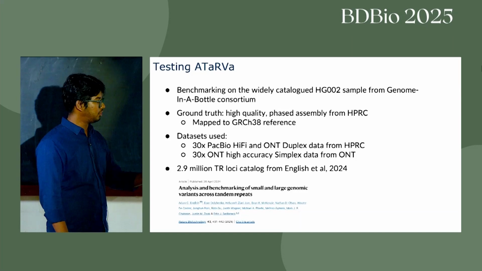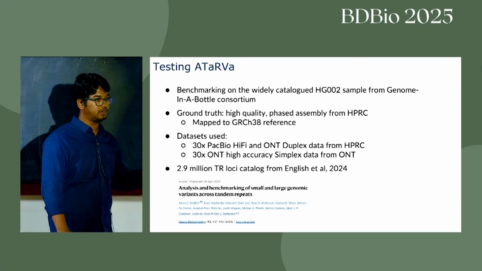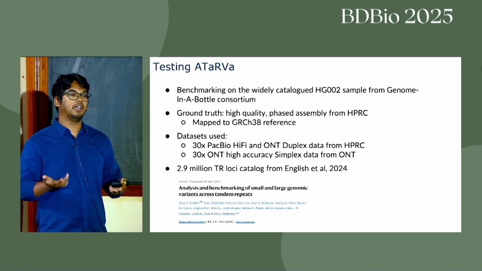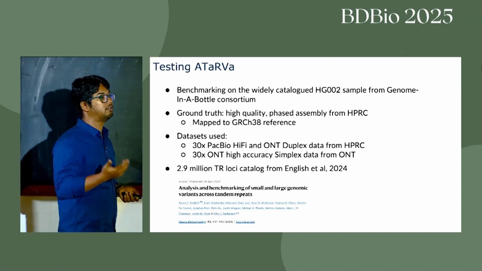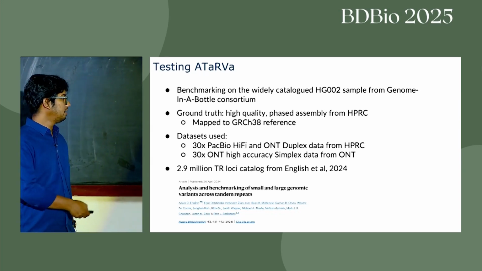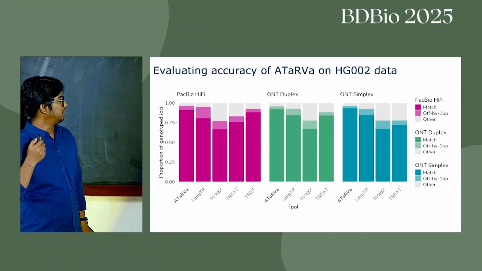The bunch of loci come from this particular paper, which is a catalog of 2.9 million locations, which is recently updated to be better for benchmarking of long read data sets, right? So how does it look?